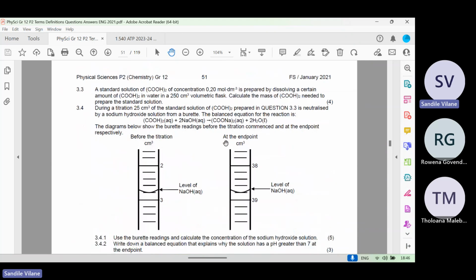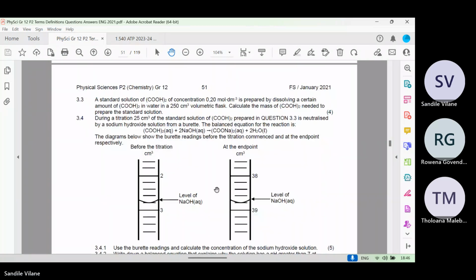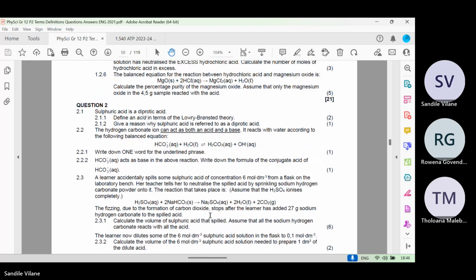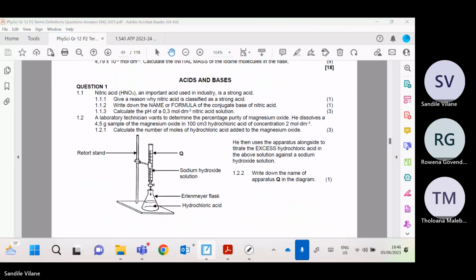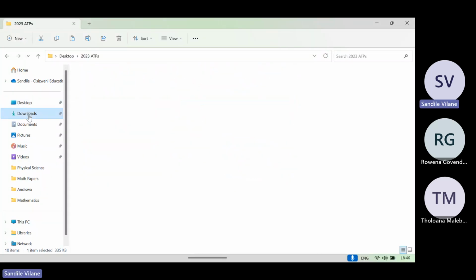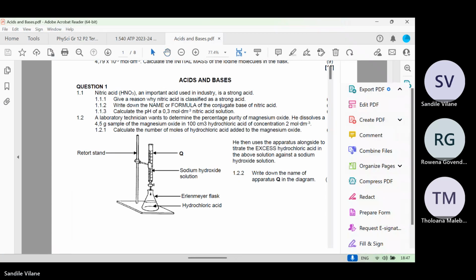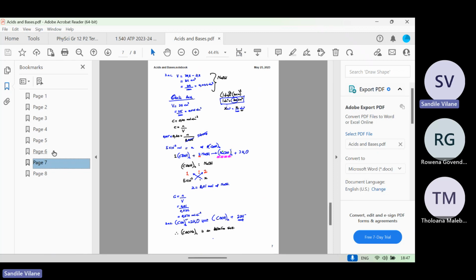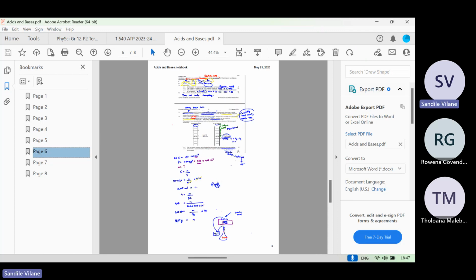I'm not sure, I think we did this question 3 last time, did we? Did we do this question 3, guys? I'm not quite sure what we did last time. Let me check here. Evening session, acids and bases. This will tell us. Yeah, we did question 3. We have done this question 3, so we don't have to redo it again.